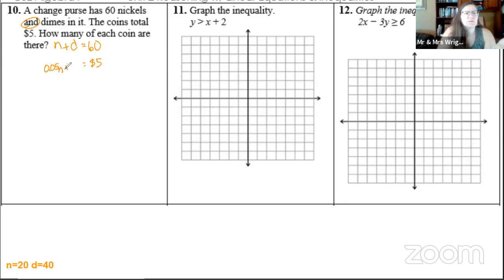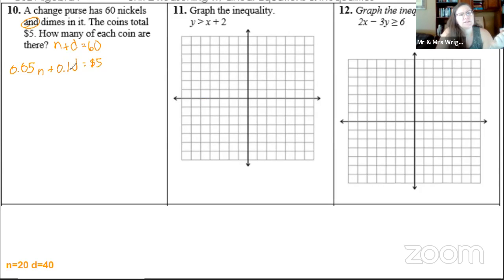0.05 N plus 0.1 D. That's all squished together. I don't like it. I'm going to rewrite it. D 1.0 plus N 500. Okay, so here we see 5 cents for every nickel and 10 cents for every dime.